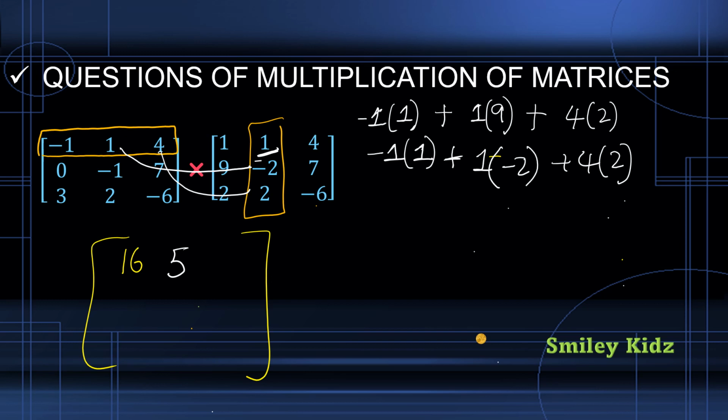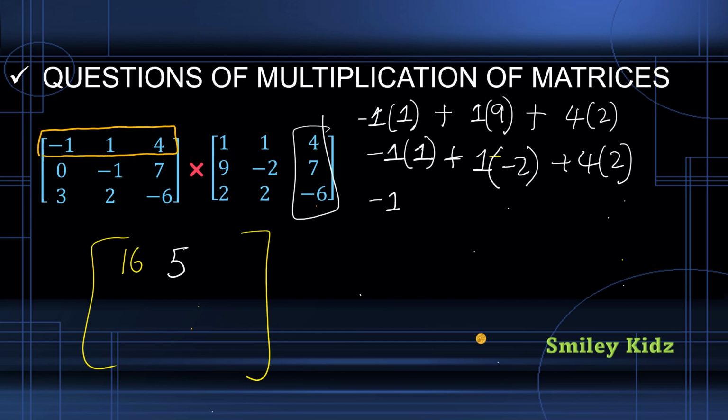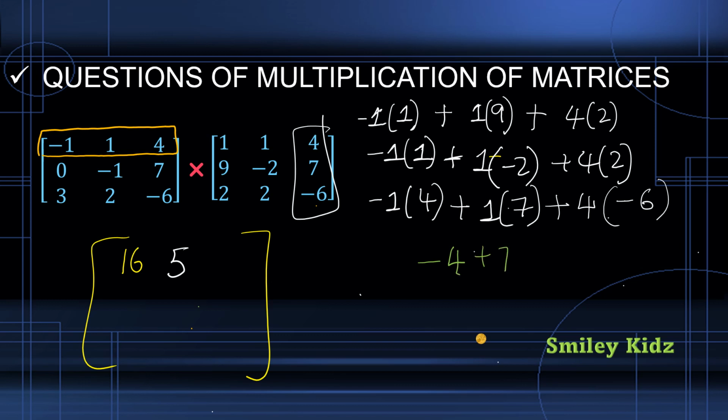And then we're going to multiply row 1 with column 3 of the second matrix. This is going to be minus 1 into 4 plus 1 into 7 plus 4 into minus 6. Now if we simplify this further, we have minus 4 plus 7 minus 24. So this is 3 minus 24, which is minus 21. So we have minus 21 as our third element.